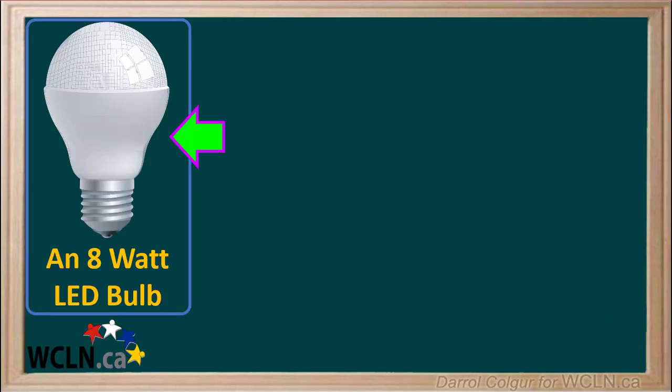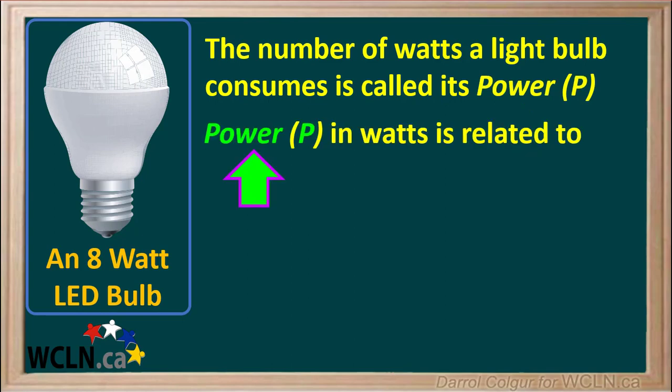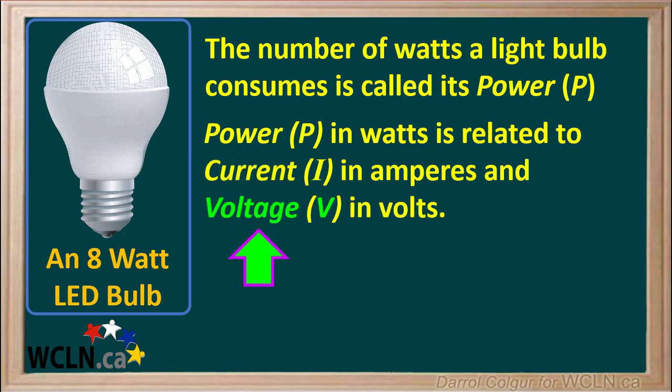LED, or light-emitting diode bulbs, are much more efficient than older incandescent bulbs. This 8-watt LED bulb produces as much light as a 60-watt incandescent bulb. The number of watts a light bulb consumes is called its power, which is symbolized by a capital P. In electricity, power in watts is related to current, which is symbolized by a capital letter I, and measured in units called amperes, and voltage, which is symbolized by a capital letter V and measured in units called volts.